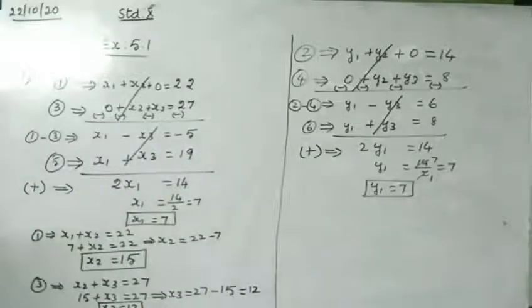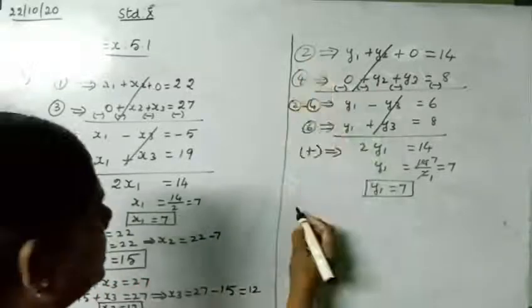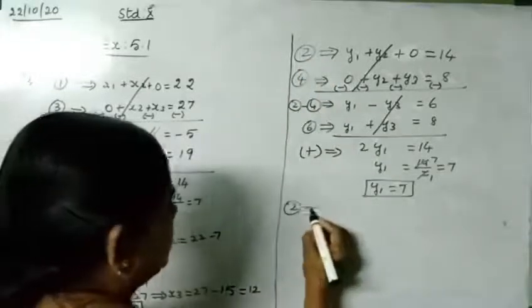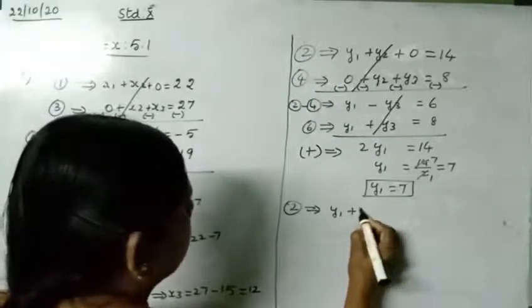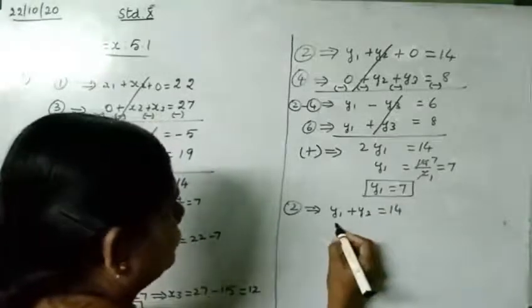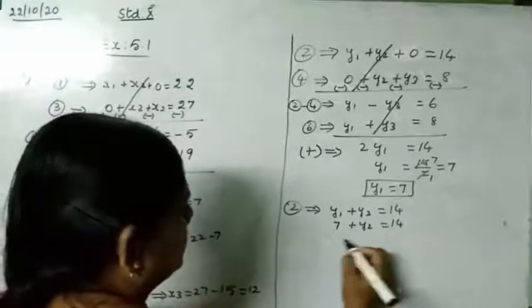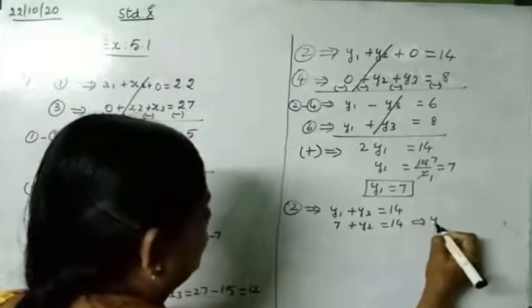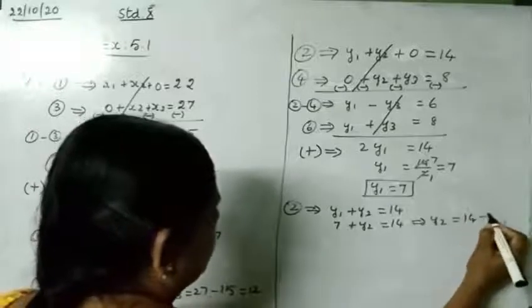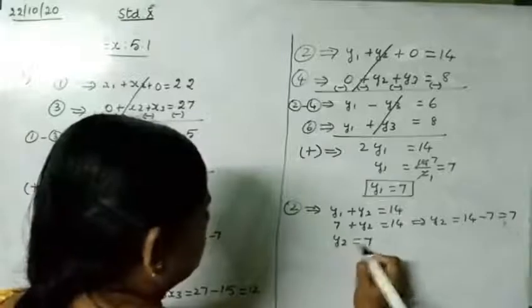Now after getting y1, here we went to first equation, here go to second equation. So second equation becomes y1 plus y2 equal to 14. Now substitute y1 value here, 7 plus y2 equal to 14. So which implies y2 equal to 14 minus 7 equal to 7. So y2 equal to 7.